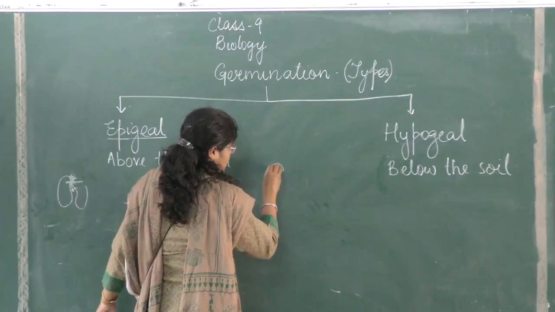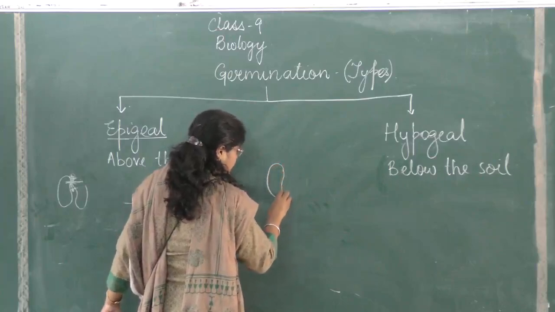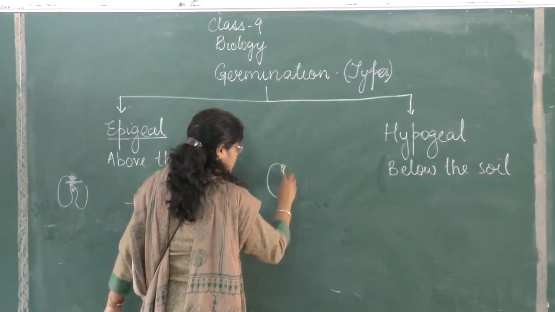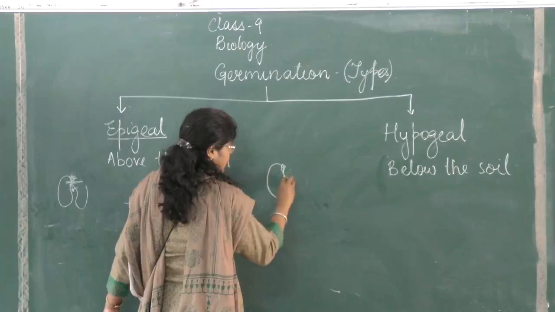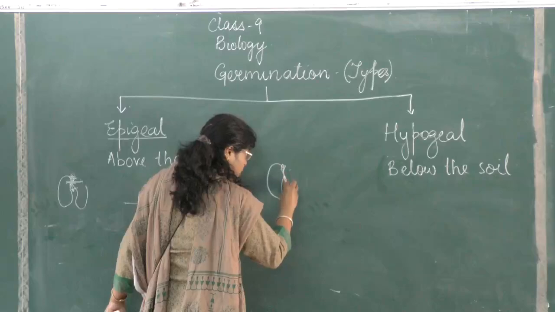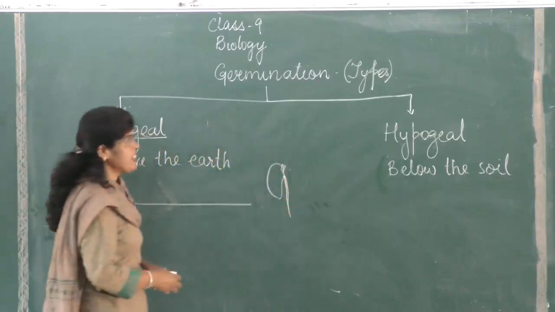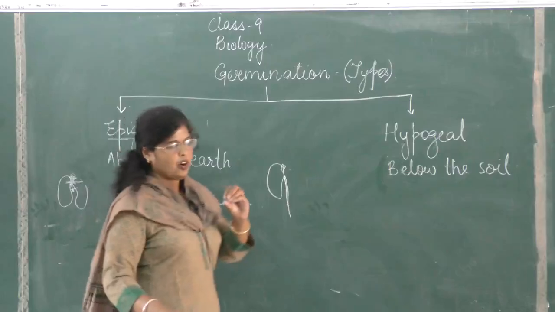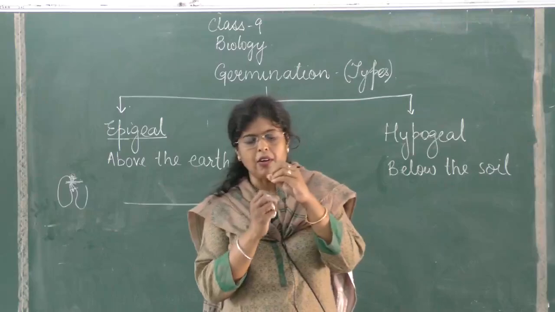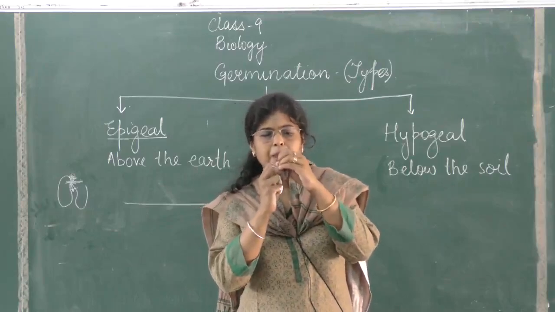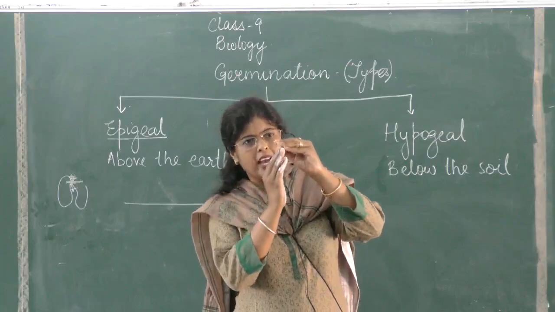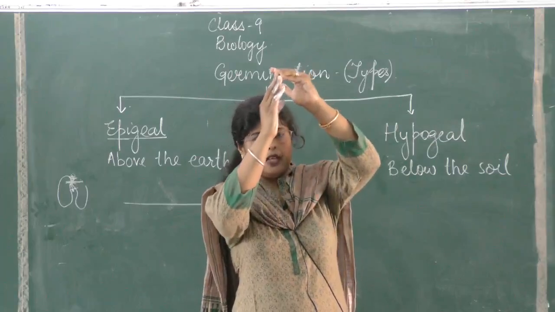Suppose this is the closed seed, and consider this is the embryo. This is the epicotyle, this is the hypocotyle. Now the hypocotyle starts to elongate. In epigeal germination, the hypocotyle elongates. This is the hypocotyle elongating. It pushes the cotyledon up. Is it all right?